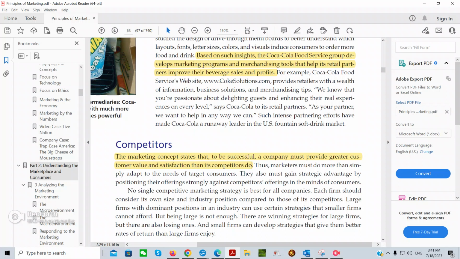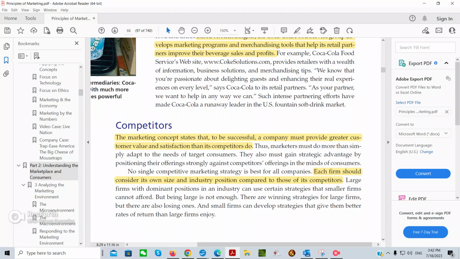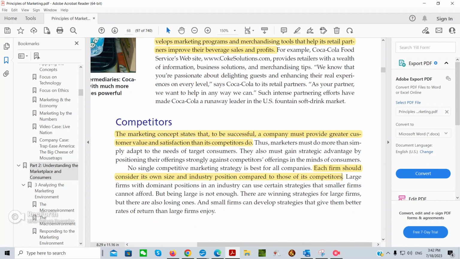No single competitive marketing strategy is best for all companies. Each firm should consider its own size and industry position compared to those of its competitors. Okay. Large firms with dominant positions in industry can use certain strategies that smaller firms cannot afford. But being large is not enough. There are winning strategies for large firms, but there are also losing ones. And small firms can develop strategies that give them better rates of return than large firms enjoy.